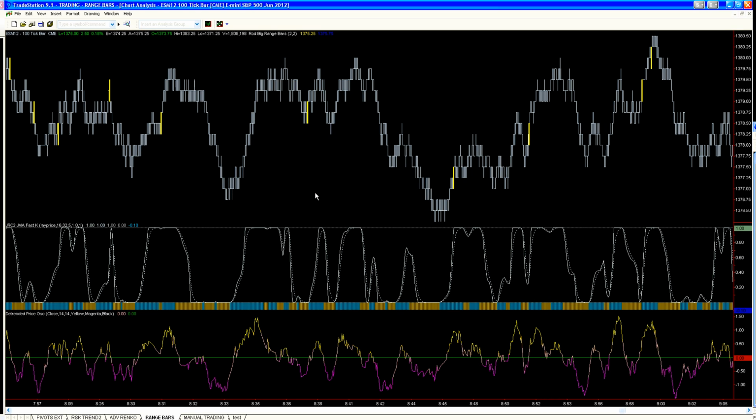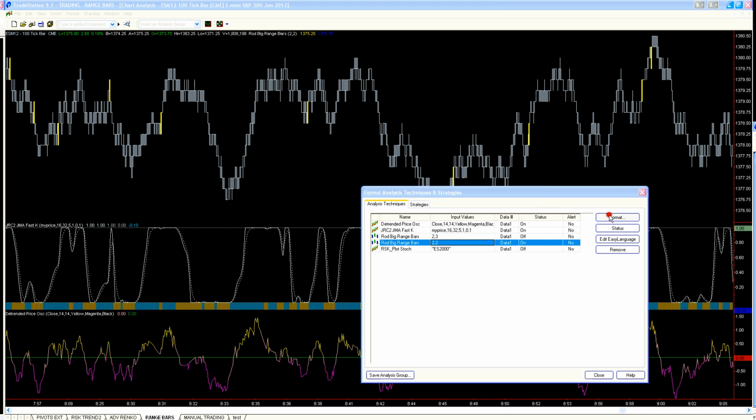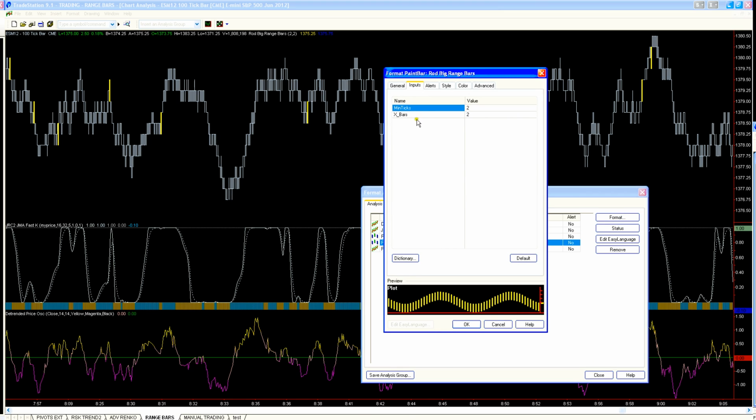Now, the indicator itself has some settings that will allow us to adjust how we want this to be appearing on the screen. The min ticks, or the minimum ticks, establishes the range between the high and the low. Now our default setting is 2.